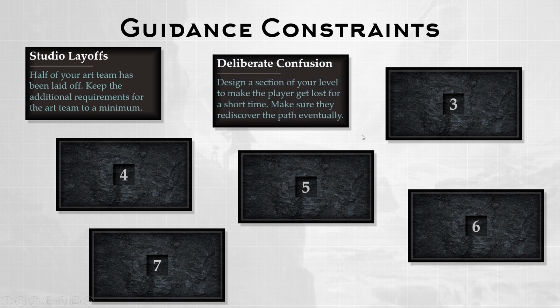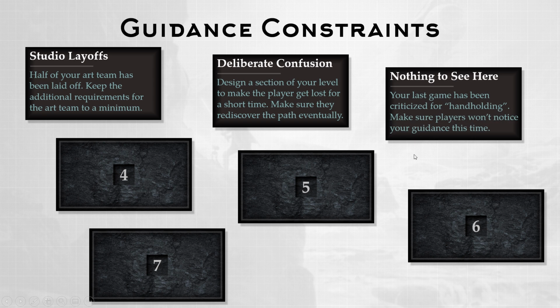Number 2, deliberate confusion. Design a section of your level to make the player get lost for a short time. Make sure they rediscover the path eventually. Of course, you can also use techniques of player guidance to achieve the exact opposite, to make the player get lost or stuck somewhere. And this constraint is exactly about that.